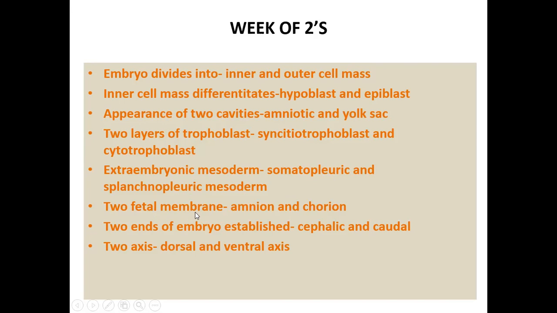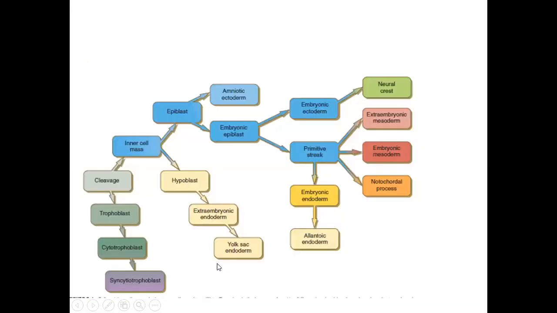Now, there are two fetal membranes. One is the amnion, another one is the chorion. Chorion is the somatopleuric mesoderm along with the trophoblast, and the amnion is the splanchnopleuric mesoderm along with the amnioblast cells. Then there are two ends of the embryo which are established because of the prechordal plate, that is the cephalic and the caudal end, and the two axes, the dorsal and the ventral axis.